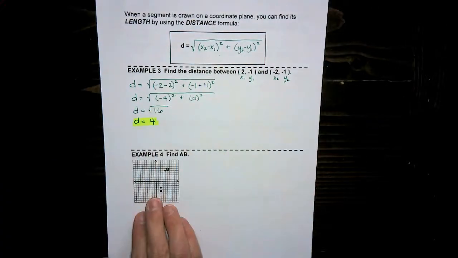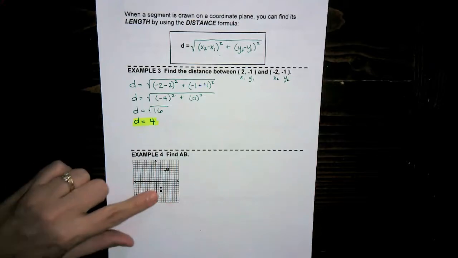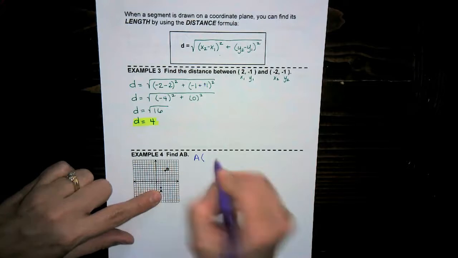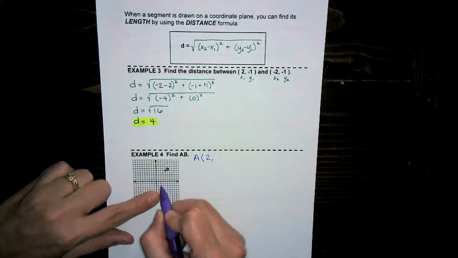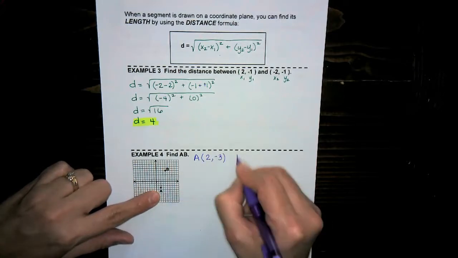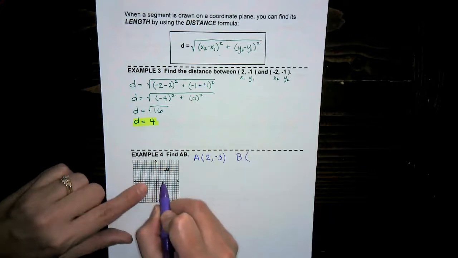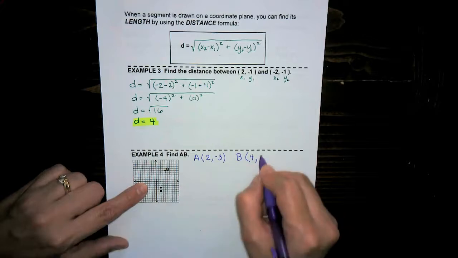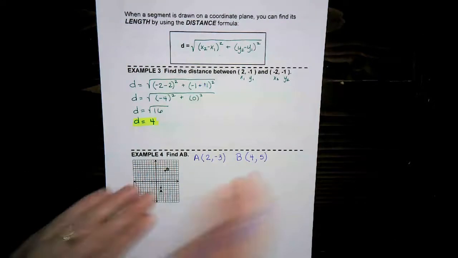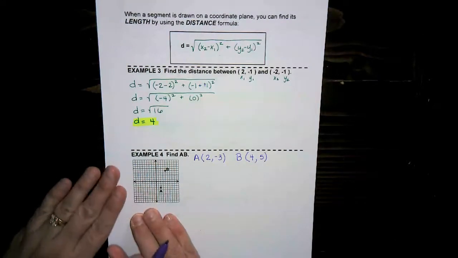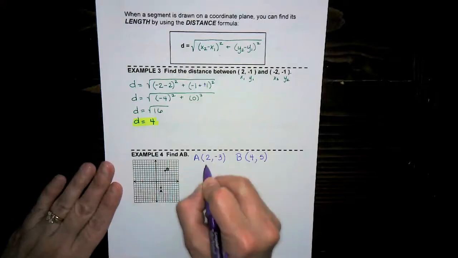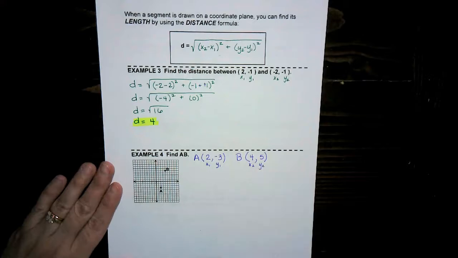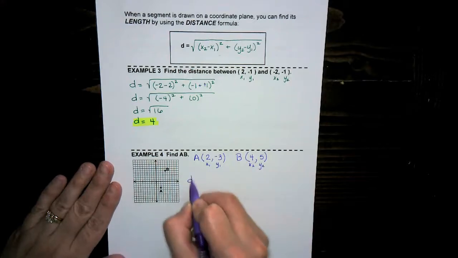Okay, let's look at example 4. Now, in example 4, we're going to have to read these points, these coordinates, from the graph. So A is at 2, and then 1, 2, down 3, so -3. And B is at 1, 2, 3, 4 over, and 1, 2, 3, 4, 5 up. Okay, so I had to read the coordinates from my graph. Now I can identify this is x1, this is y1, this is x2, this is y2. Okay, so let's find the distance.